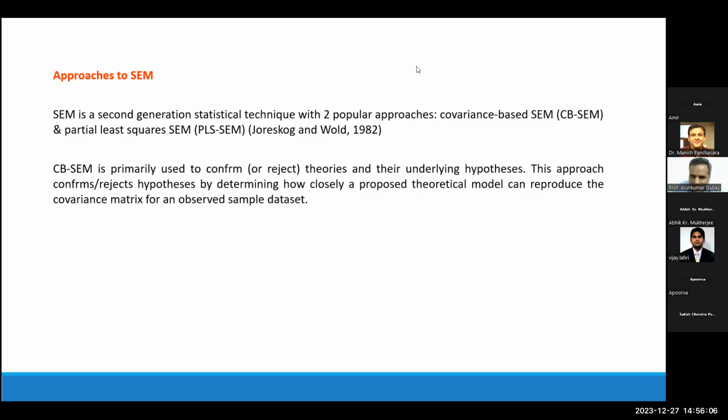Just don't mind me. This is a theory class, and in the later part there are a lot of diagrams to be drawn, and I'll use this Microsoft whiteboard and make my session more interesting. But please try to understand what is the idea behind CB-SEM.